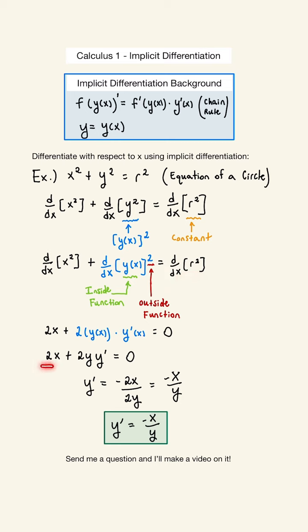So we can go ahead and simplify our expression and represent this y prime of x as y prime. We can solve for y prime by moving the 2x to the right-hand side and then dividing by 2y. And here we have our solution: y prime is going to be equal to negative x over y.